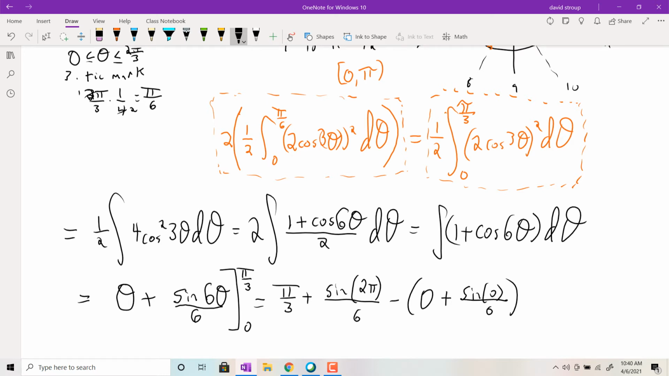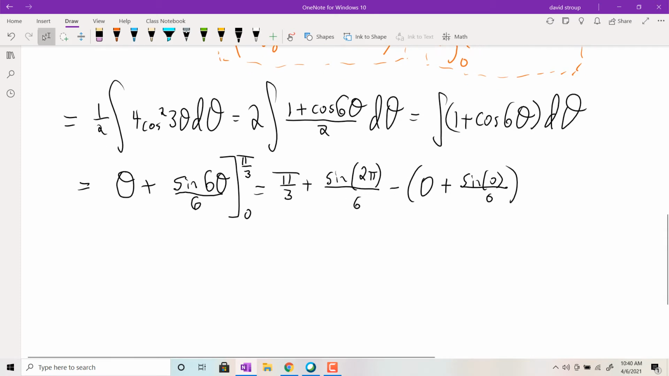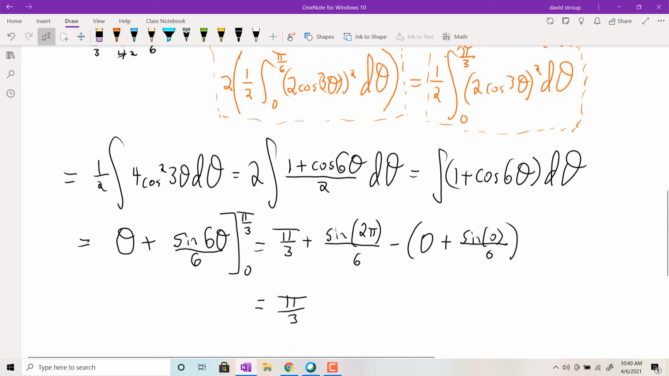And of course, the sine of any multiple of pi is 0, so we're just going to end up with just pi over 3, okay? Which is exactly what you would have gotten if you used the other integral. You would get the same answer, this other integral here. Okay, let's do another one.